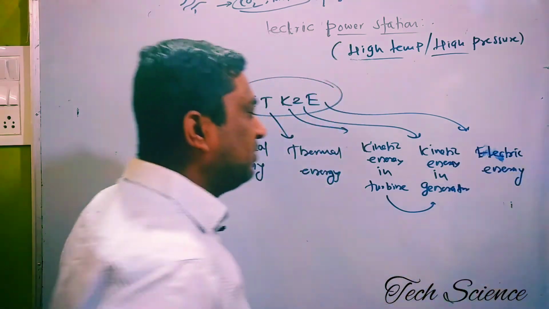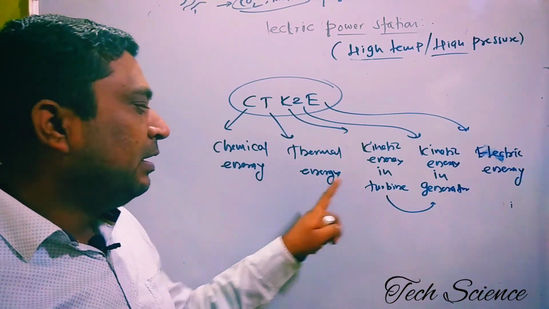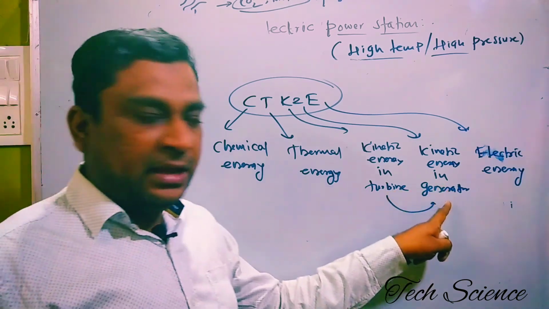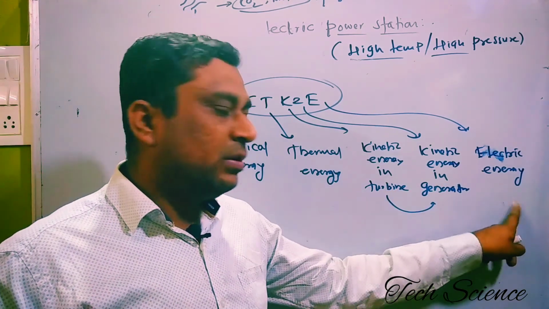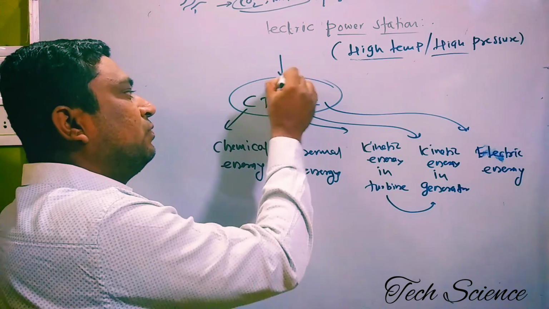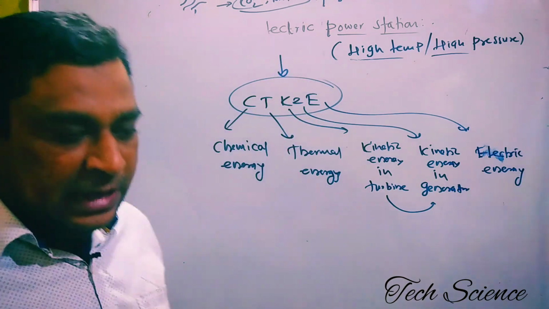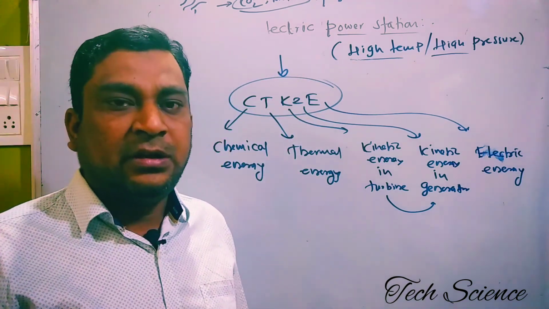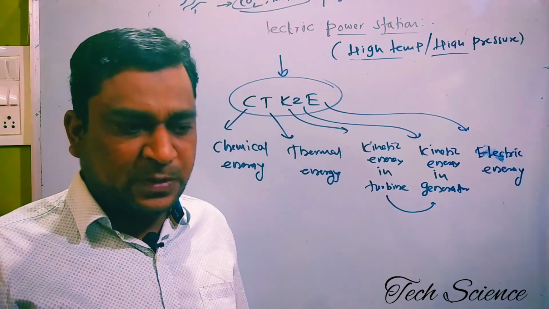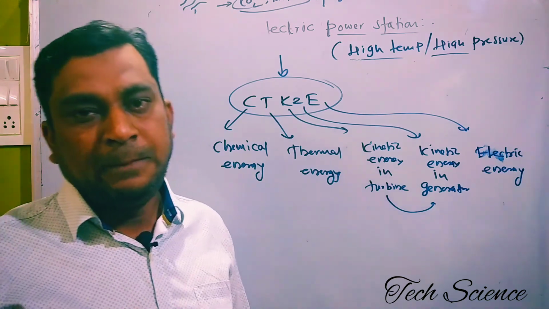So you got 5 types of energy: chemical, thermal, kinetic energy in the turbine, kinetic energy in the generator, and finally the electricity. In short, you can use this word CTK2E. Let's start with a demonstration with a real diagram which is present in the syllabus.